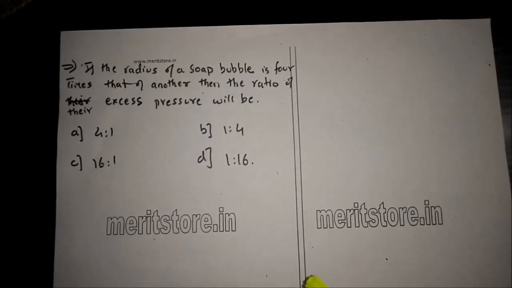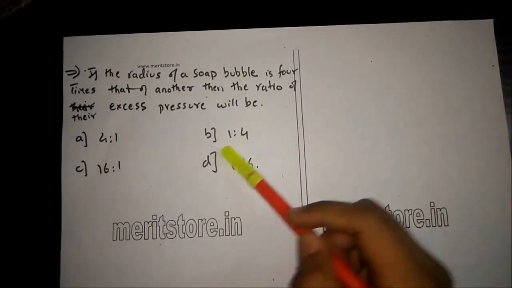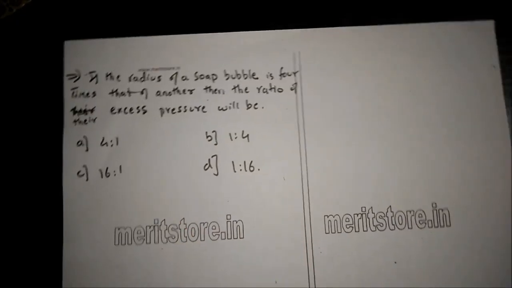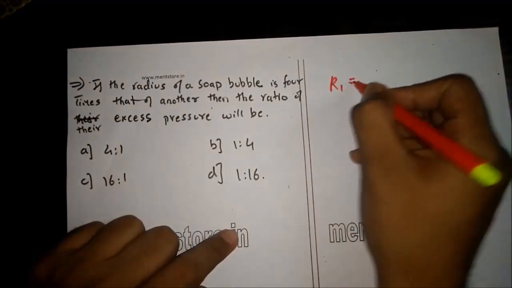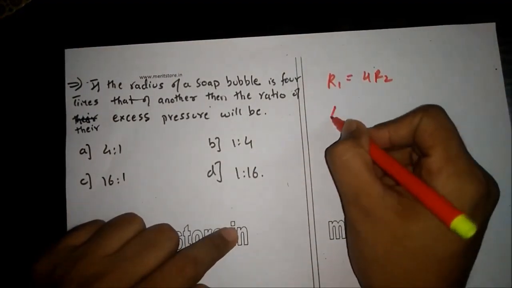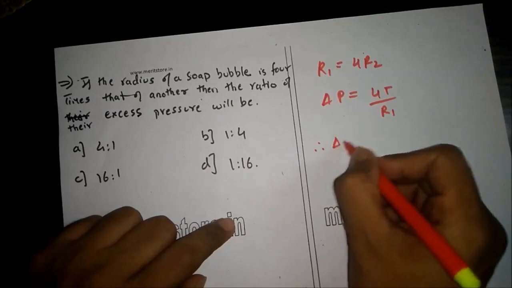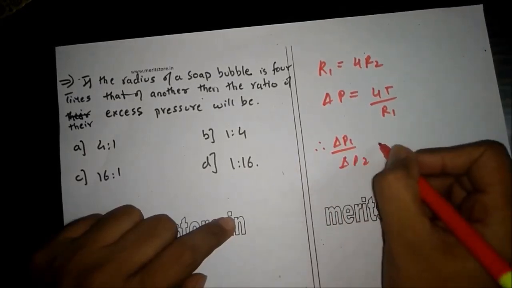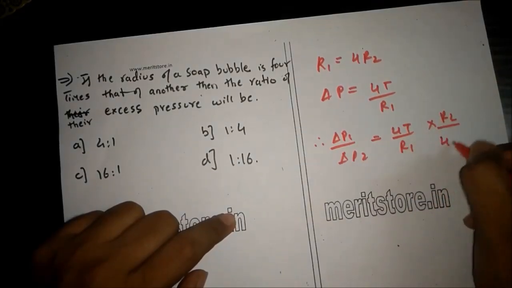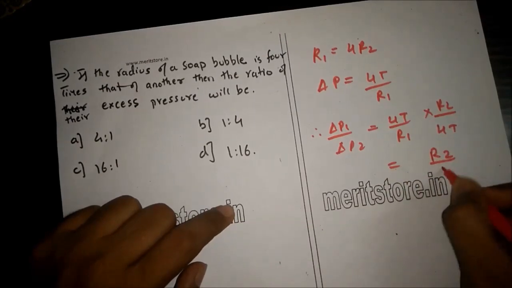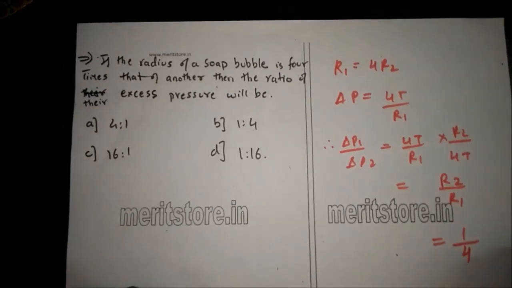The radius of a soap bubble is 4 times that of another, then the ratio of excess pressure will be 4 is to 1, 1 is to 4, 16 is to 1, or 1 is to 16. So let R1 and R2 be both the radii. It is given in the question R1 is equal to 4R2. The excess pressure delta P is given as 4T upon R. Therefore, the ratio of delta P1 upon delta P2 is equal to 4T upon R1 into R2 upon 4T, which is equal to R2 upon R1, which is equal to 1 by 4. Therefore, the correct answer here is option B.